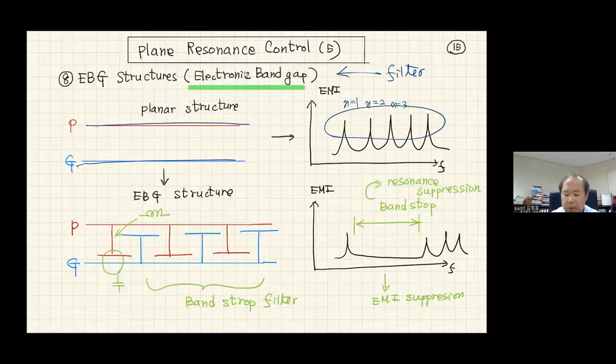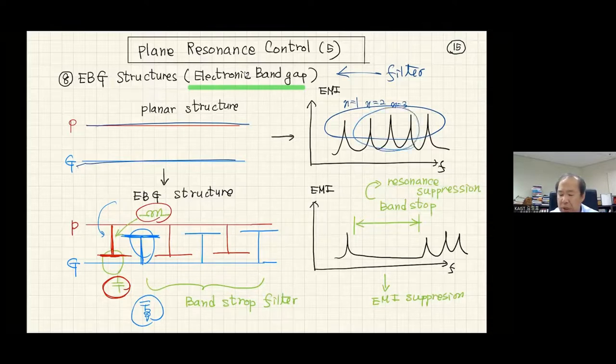But somehow we designed certain structures, by having via and some plate, this is a cross-sectional view, we were able to introduce some capacitance and inductance. And also the plate and via connection is gonna be also capacitance and inductance. By putting this kind of structure periodically along the G direction, what we found is that some resonance will disappear and it is gonna be totally suppressed.